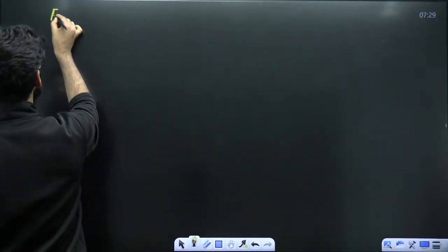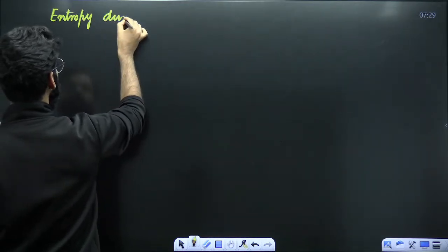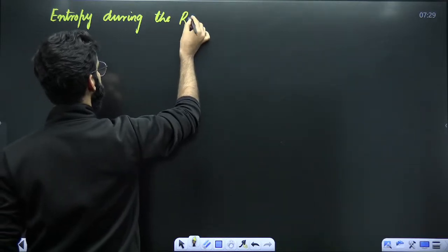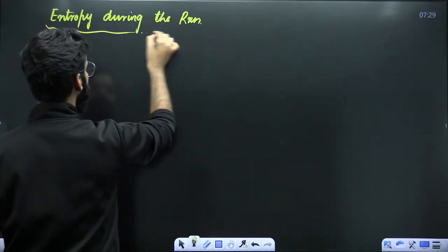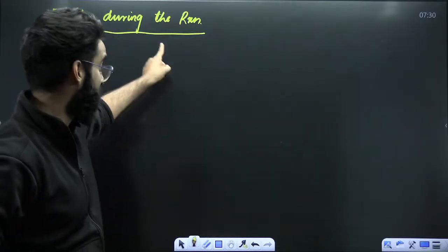So let me just finish that statement. What is that? Have a look. I'm mentioning, first of all, entropy change during the reaction. How do you calculate the entropy change during a reaction? It's a very simple thing. Then I'll move to the Gibbs free energy again. This is something which I skipped in between.